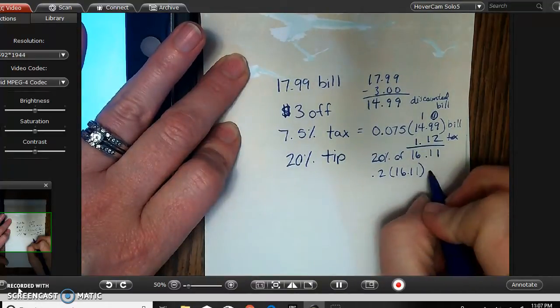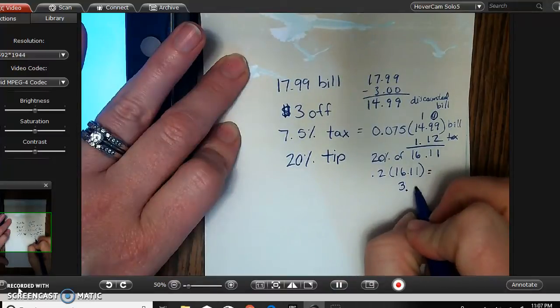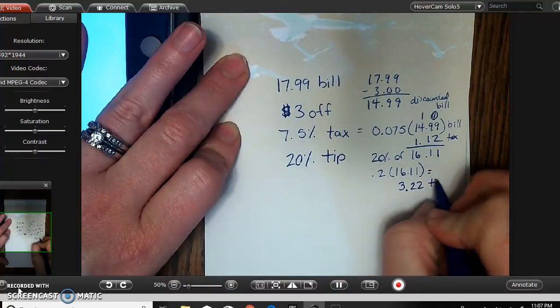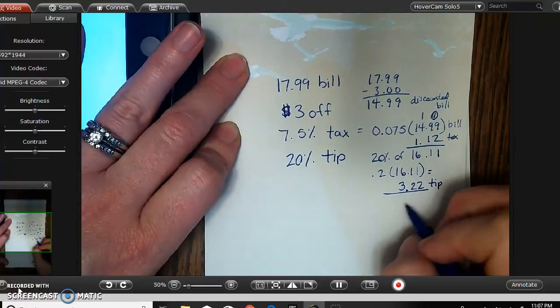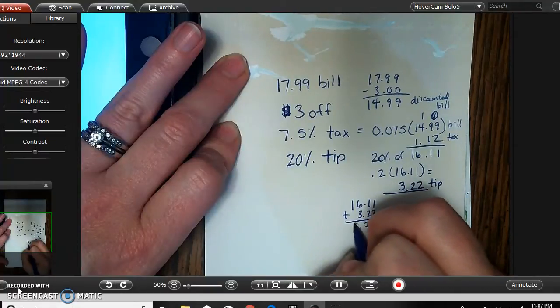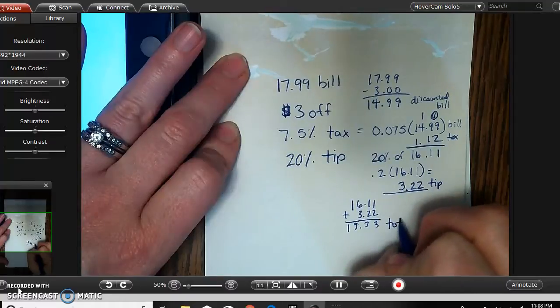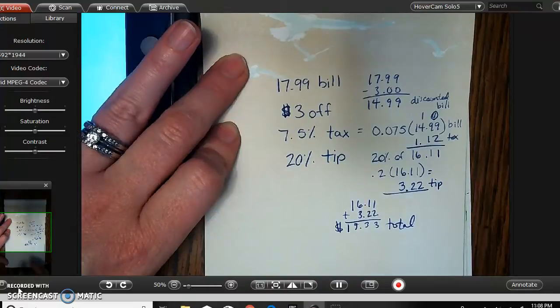So that means that my tip is $3.22. So this is my tip. I now need to add the $16.11 plus the $3.22. And I get that my total after my coupon and my tax and my tip is $19.33.